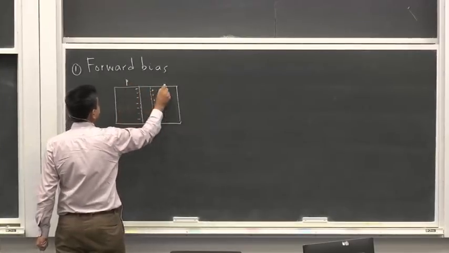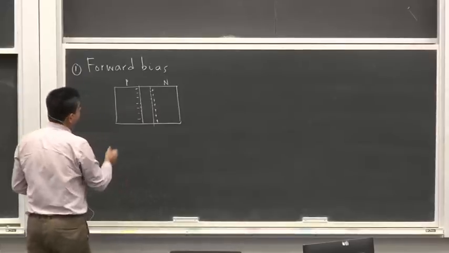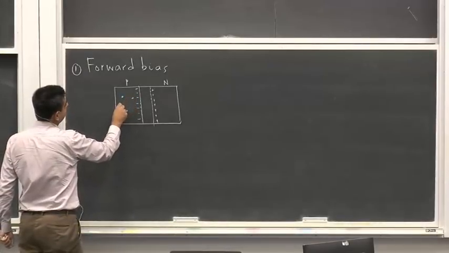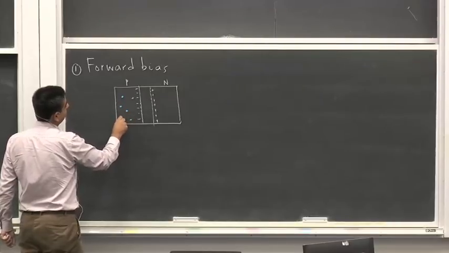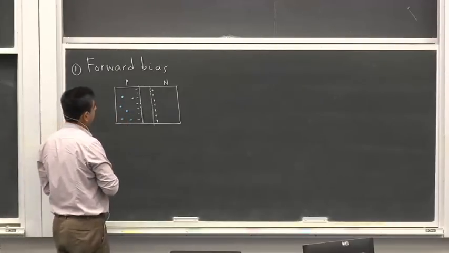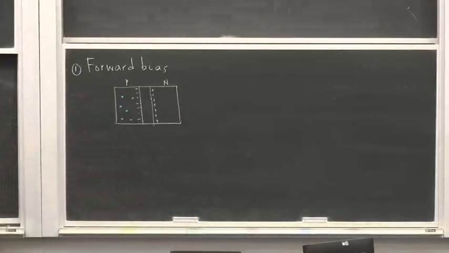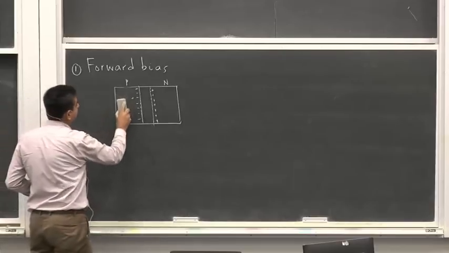This is the P-type, this is the N-type. I still have holes here, and I have electrons here. Remember, when I say holes or electrons, these are the mobile charge carriers.